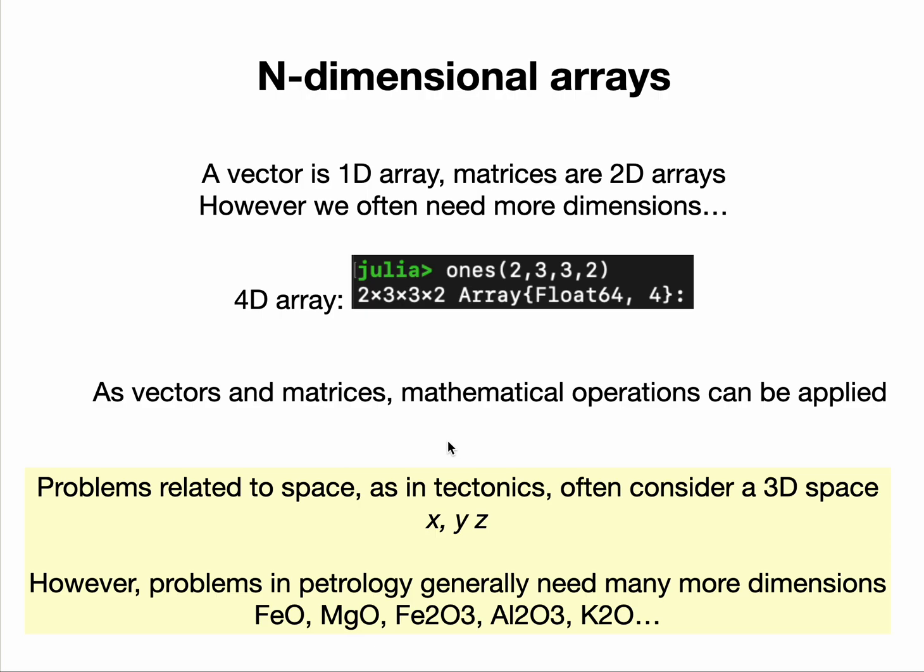But in some other fields, things can be much more complex, like in petrology. If you do petrological modeling, you may need many more dimensions. So if you start doing thermodynamic computation, you may end up with a lot of dimensions, like FeO, MgO, and so on.